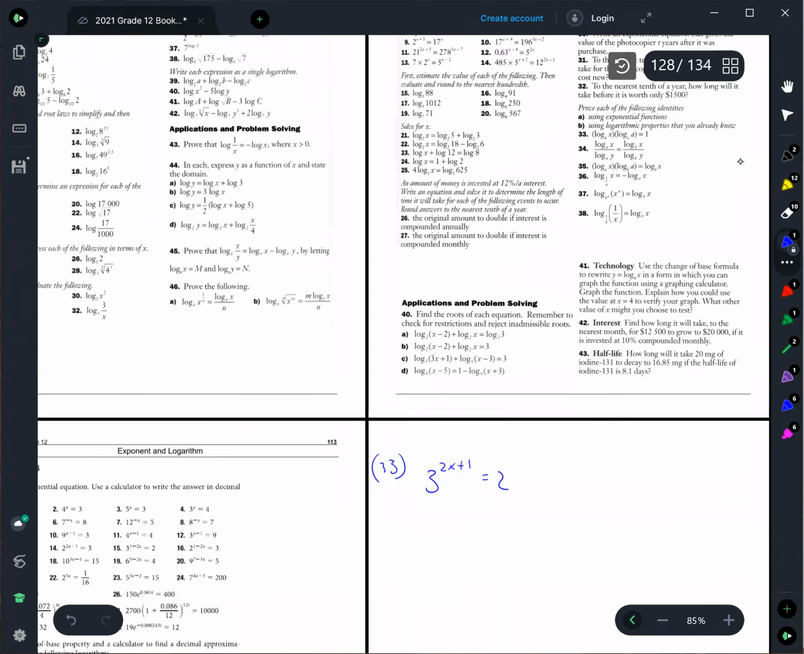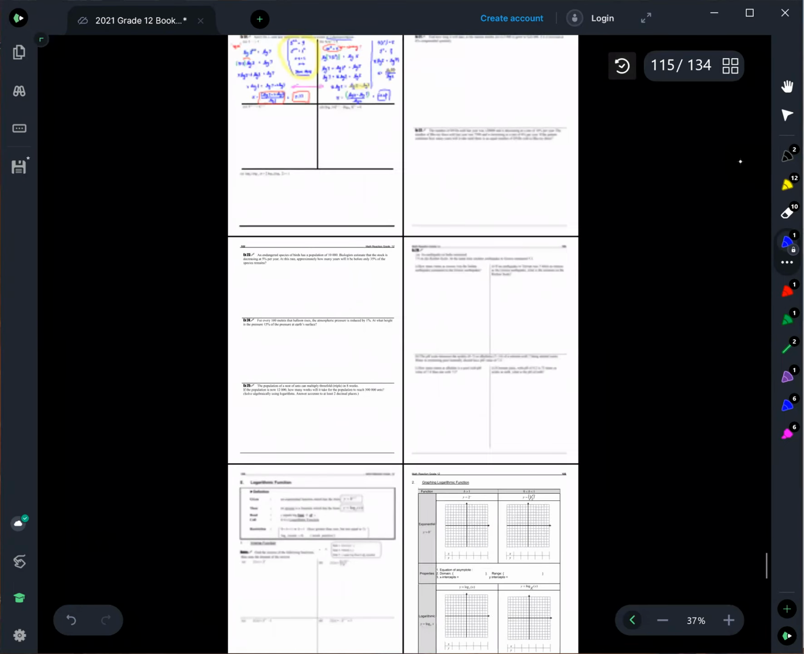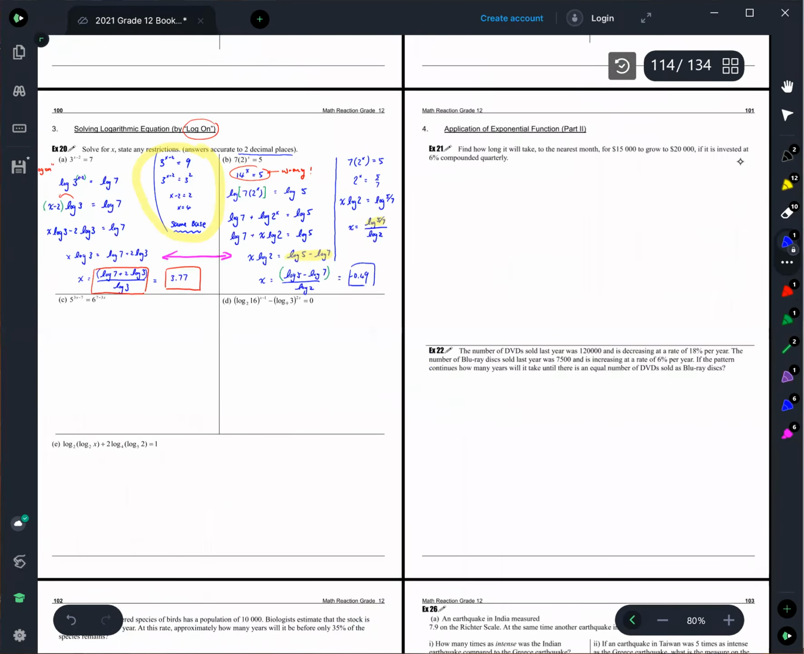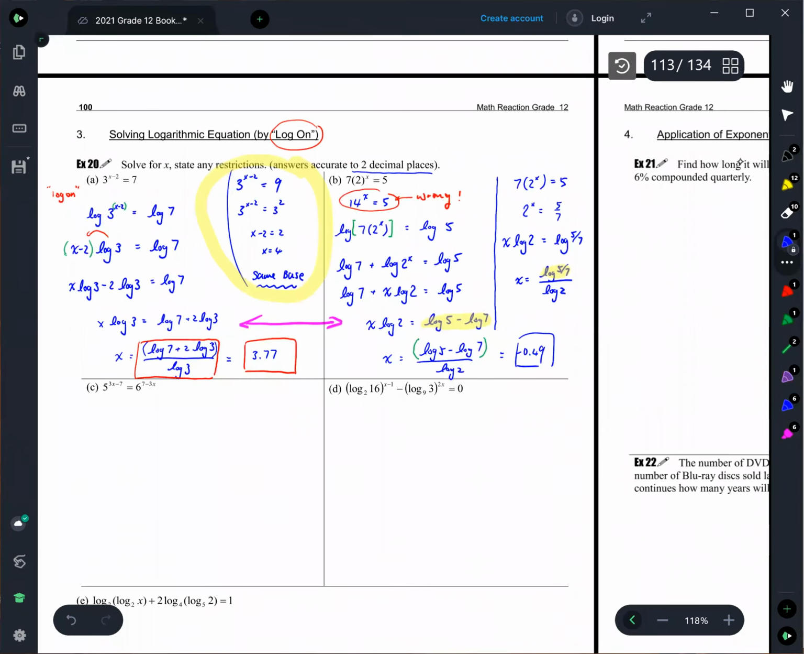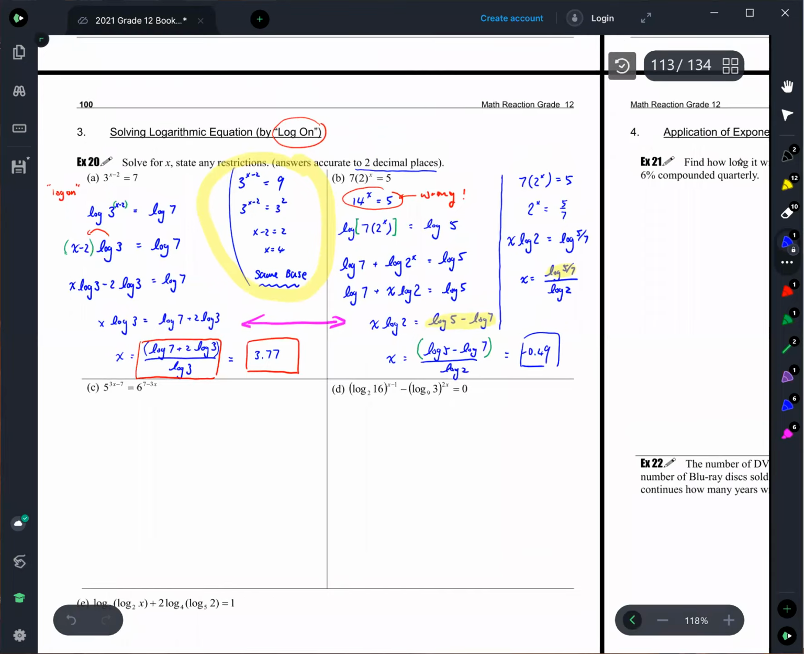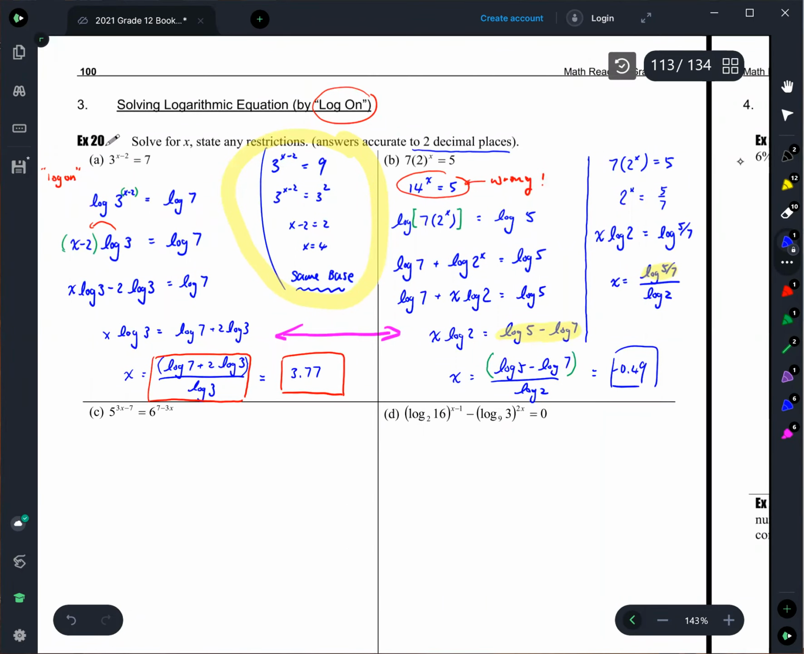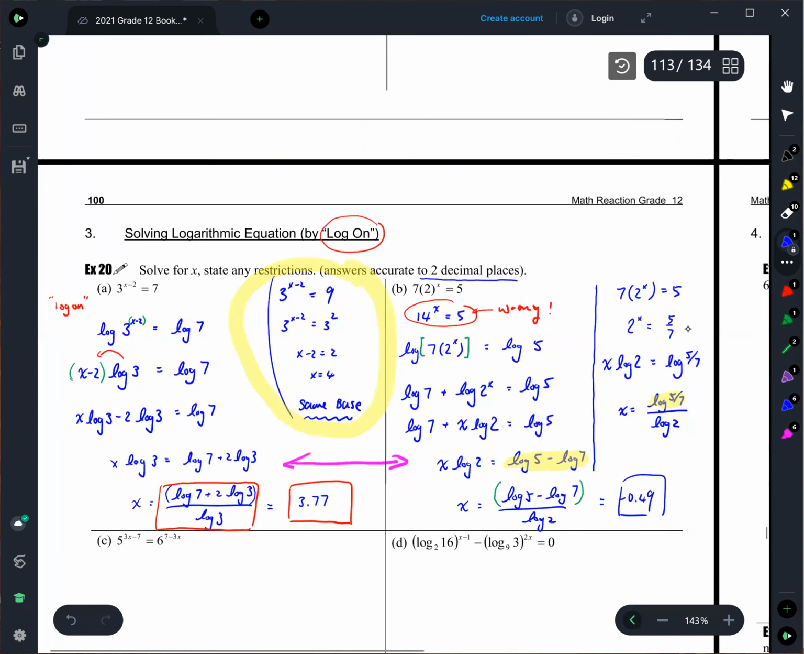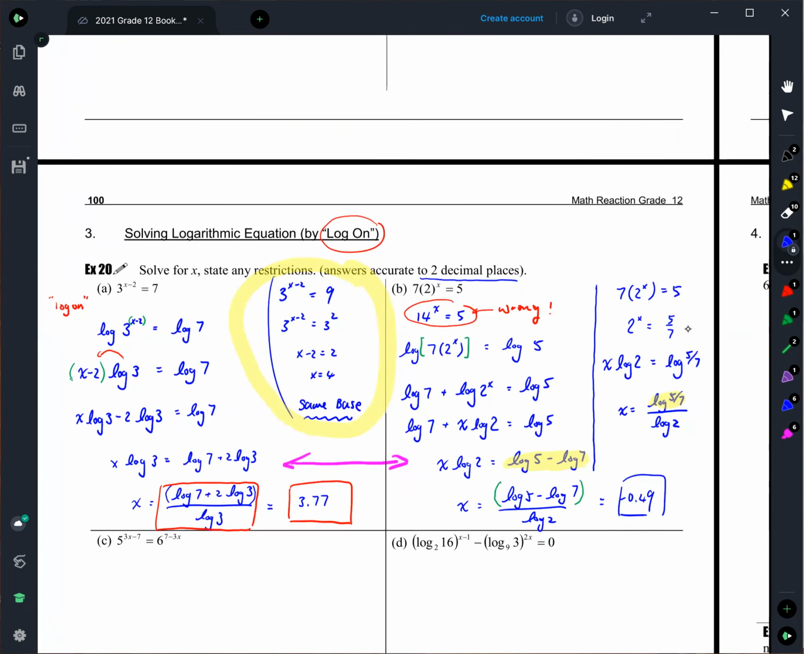So this question 13 has to do with the log equation that we learned on page 100, right? The question 28. Okay, so we want to isolate the x. And to do that, because in this one the bases are not the same, we cannot make it the same base. So the way to do this is to do log on both sides. Once we bring the log into the equation, then we have more tools to use, because we have all the log laws to apply.